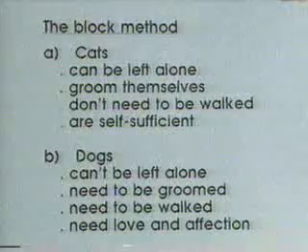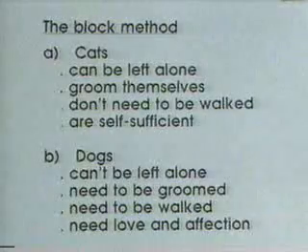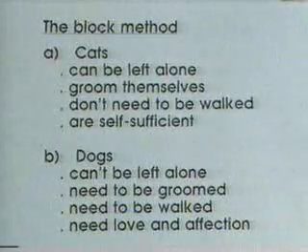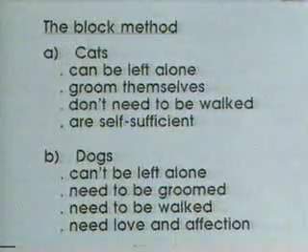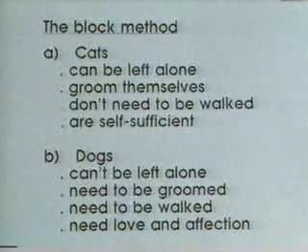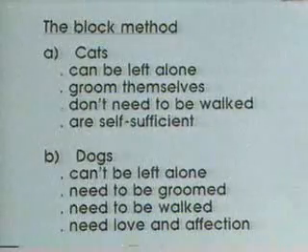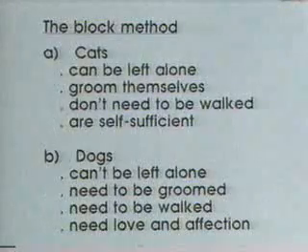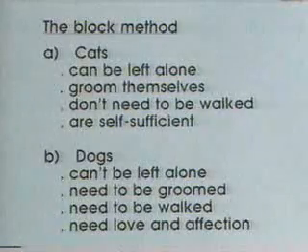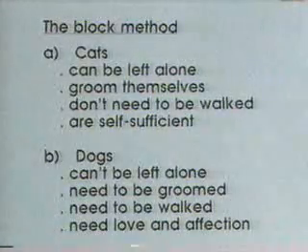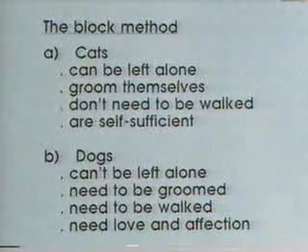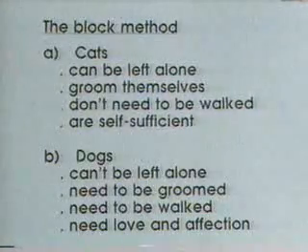You'd have a topic sentence. Cats are very independent animals, but dogs are quite dependent upon their masters. Followed by a breakdown where you would have a first paragraph on cats that can be left alone, groom themselves, don't need to be walked, and are self-sufficient. This would then be followed by another paragraph on dogs who can't be left alone, need to be groomed, need to be walked, and need love and affection.